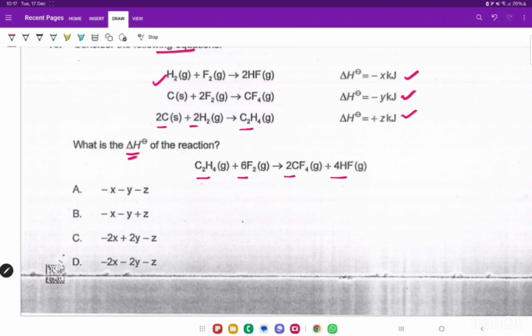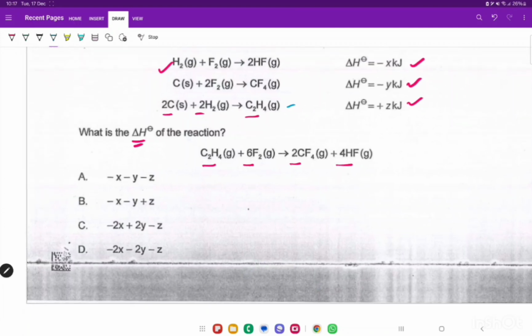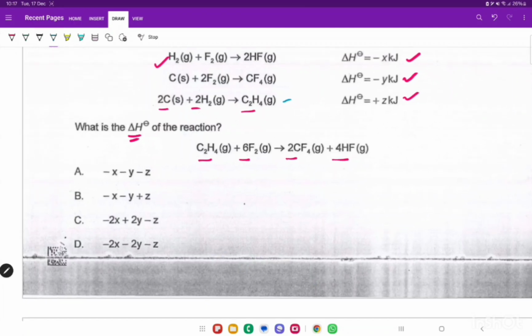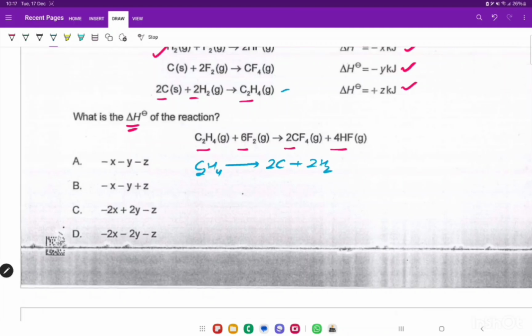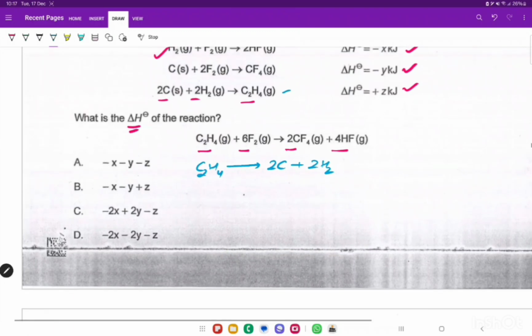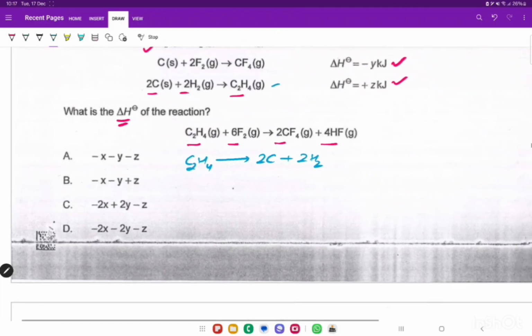Okay, my reactants are C2H4 and fluorine. So C2H4 is present in equation number 3, but it is a product. So what I will do, I will reverse this reaction. First reverse equation number 3. Then I will get C2H4 gives you 2C plus 2H2, and delta H becomes minus Z.